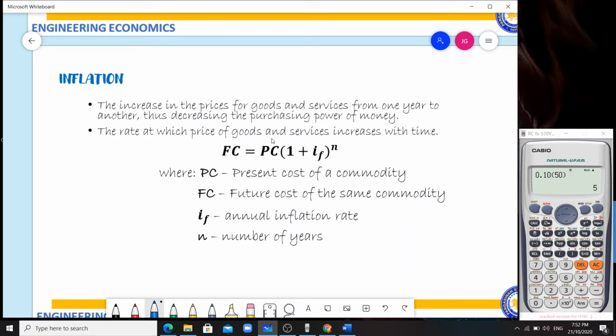Inflation is the rate at which the price of goods and services increases with time. So, if the purchasing power of money decreases, it just means the prices of commodities or goods increase. So, how does it work? The formula is: the future cost of the commodity equals the present cost of the same commodity times 1 plus IF raised to N. IF here is the annual inflation rate and N is the number of years.